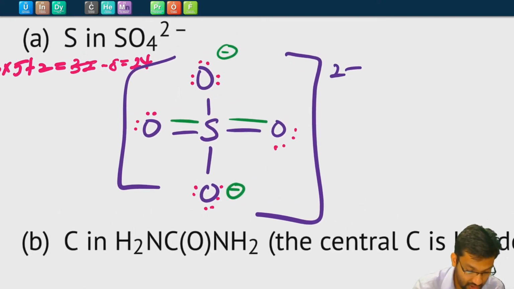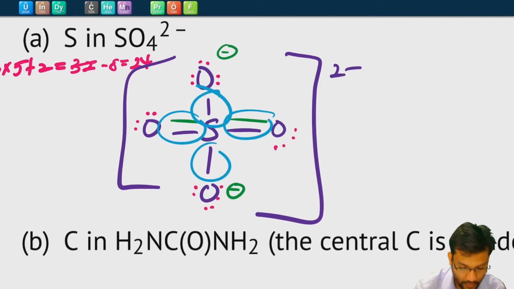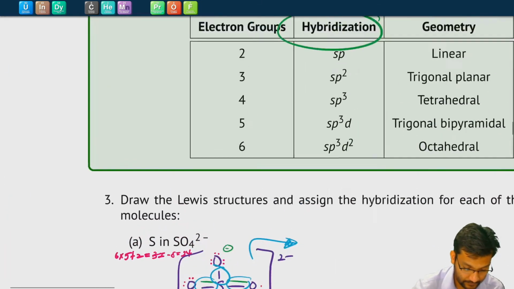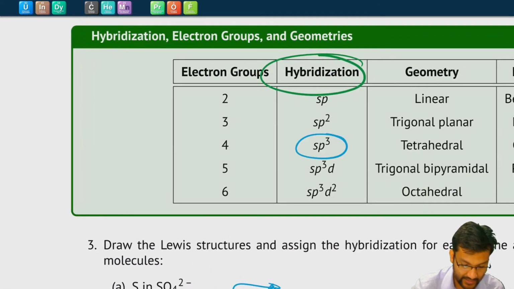How many electron groups are around sulfur? Remember, every bond, whether it's single, double, or triple, comes as 1 electron group. And so we have 1, 2, 3, 4 electron groups. This means that we have an sp3 hybridization.